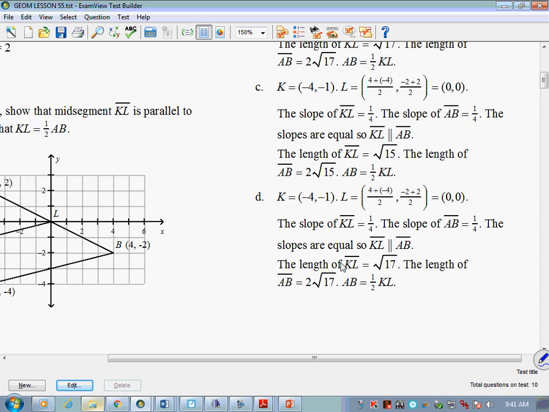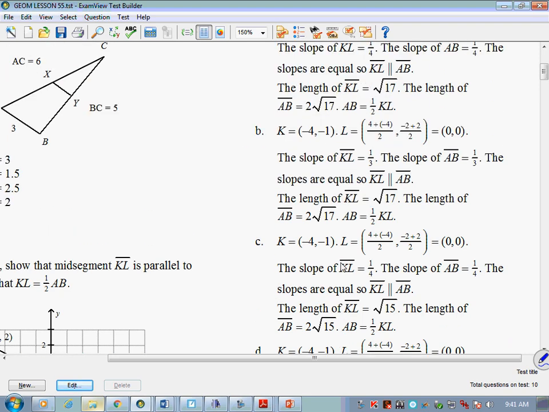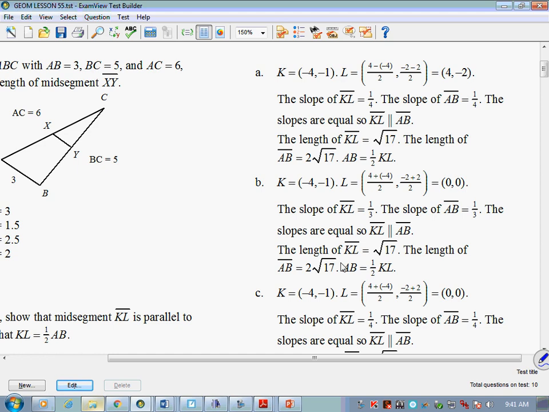We go down to D. We see 1/4, 1/4, radical 17, 2 radical 17. What's the difference between A and D? Anybody spot the difference between A and D? Because if I saw this question on a test, I might get this wrong.